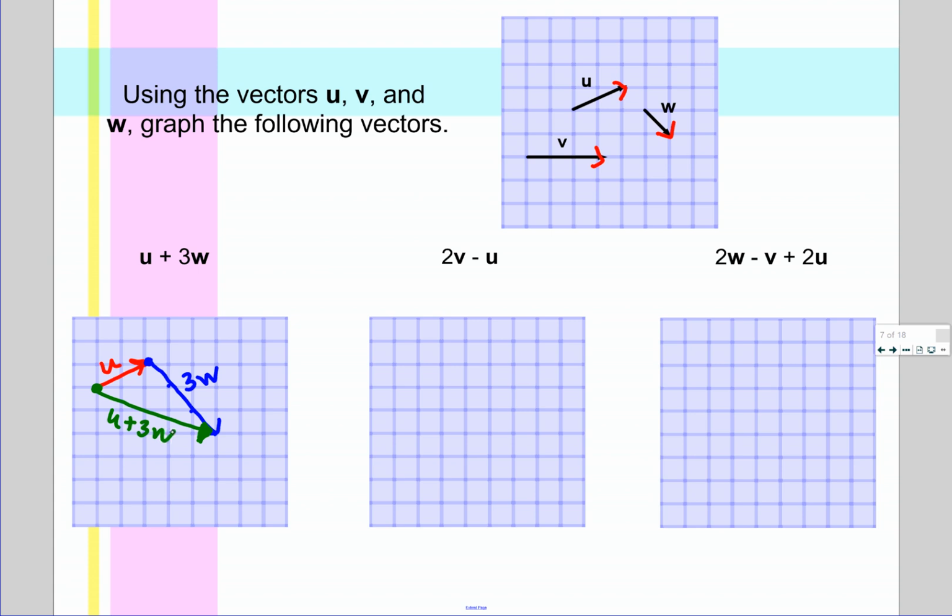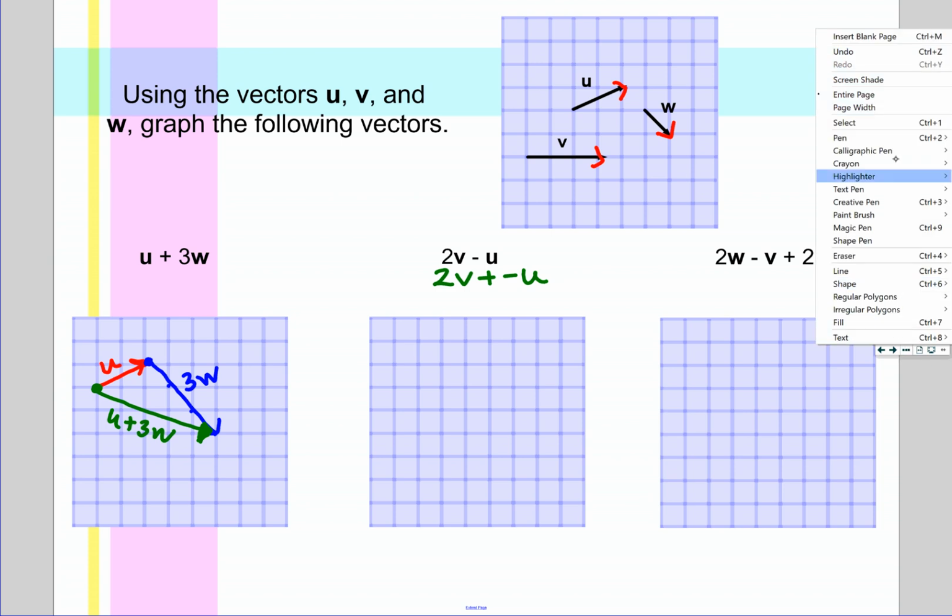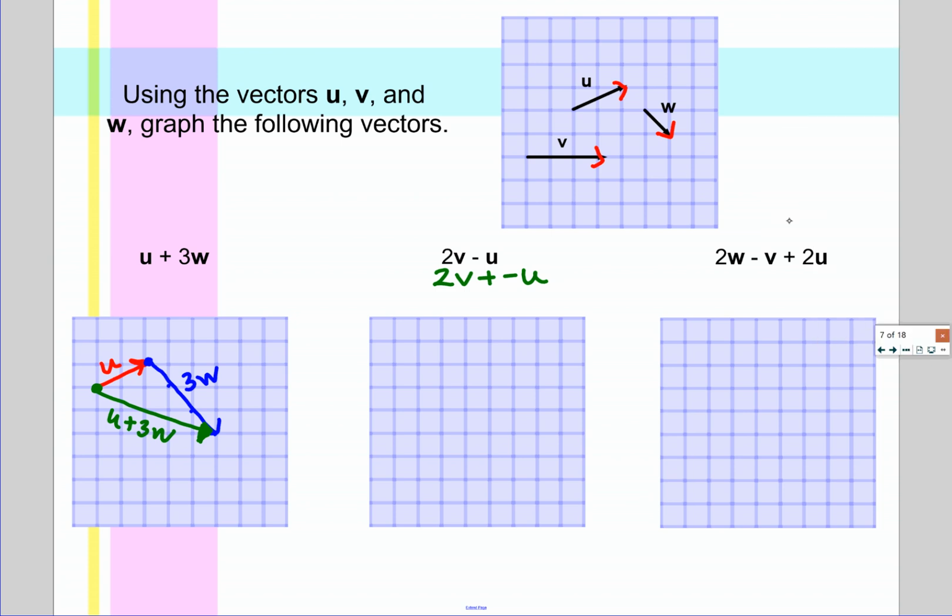Good. Questions so far? Okay, let's do another one. 2v minus u. Remember, that's the same as 2v plus negative u. Okay, so starting with 2v, how do I graph 2v? Double v. So v right now is just 3 units to the right. So I'm going to go 6 units to the right.